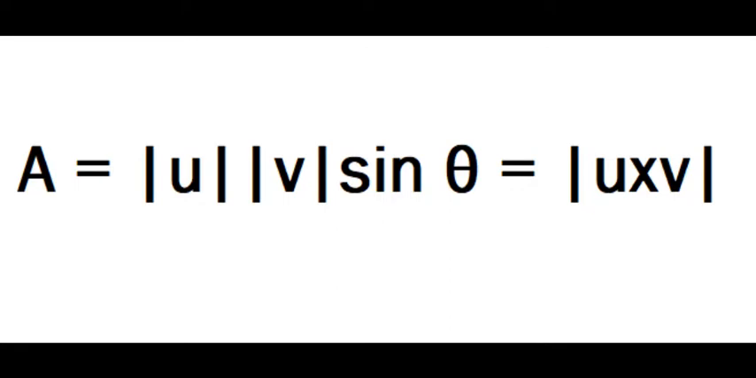We can calculate the cross product this way, letting the magnitude of the vector u be |u|, the magnitude of the vector v be |v|, and theta be the angle between u and v. So the length is the length of u times the length of v times the sine of the angle between u and v. We can also say that this equals the magnitude of u cross v.